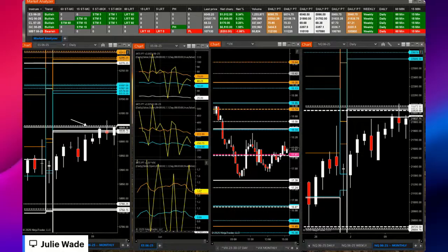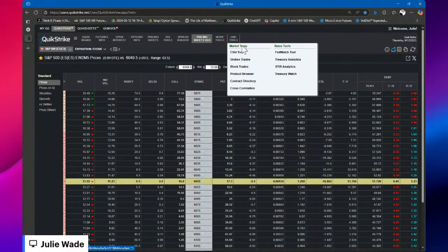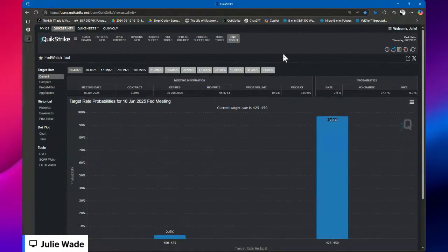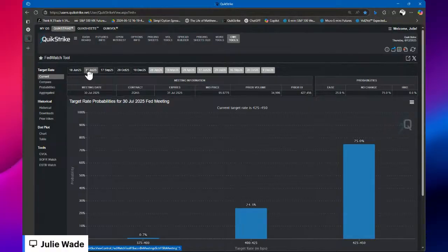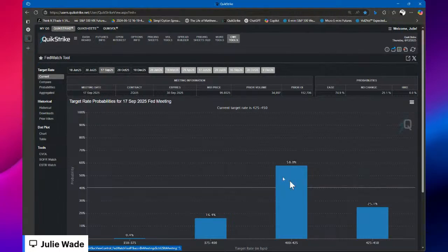Let's check again. I haven't checked since the 20-year auction. Let's take a quick peek and see if any of that has changed. So no change for the current period, and no change for July. No change at all. September even came down. Look at that. September came down. Well, 58%.